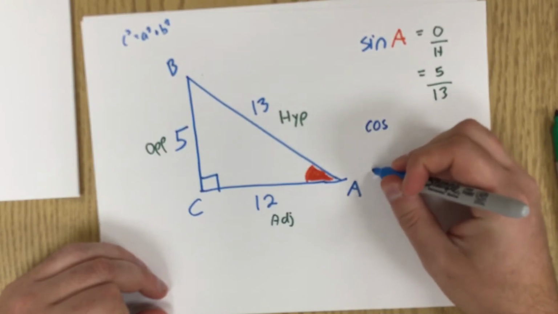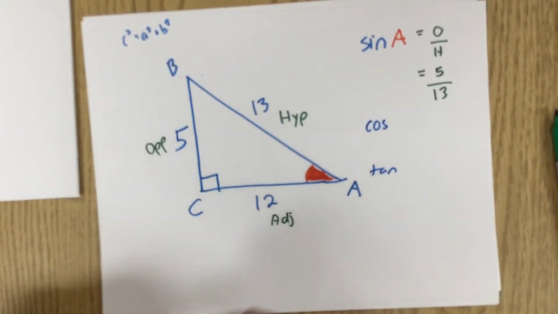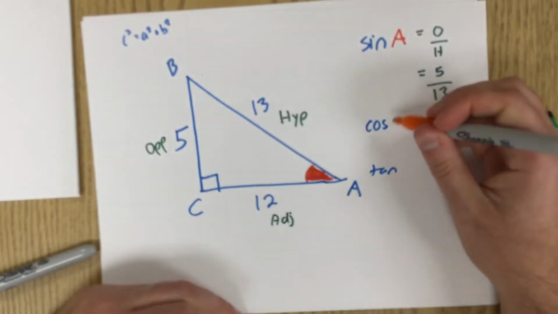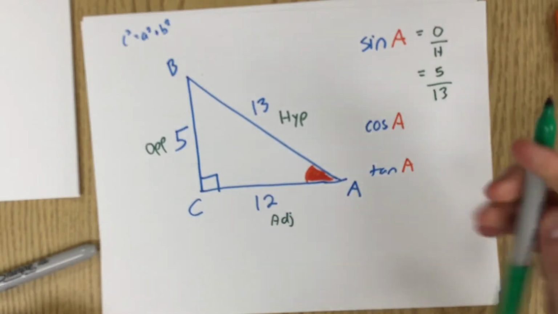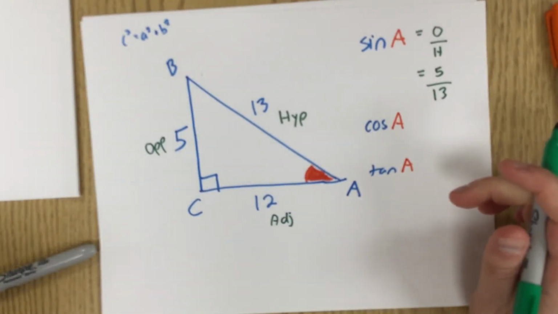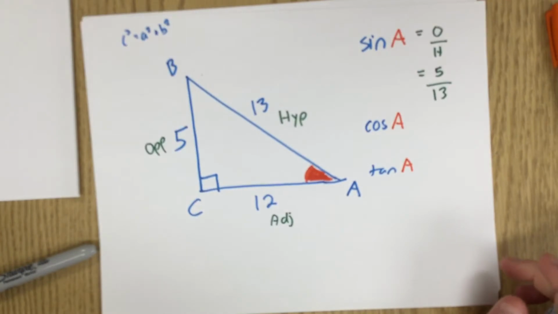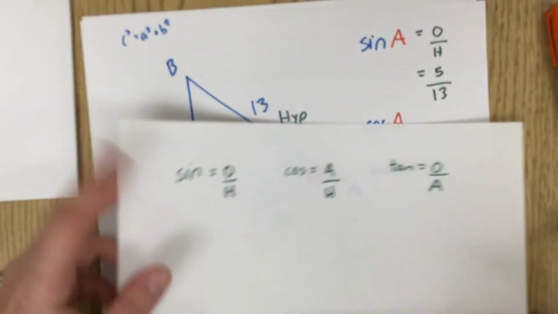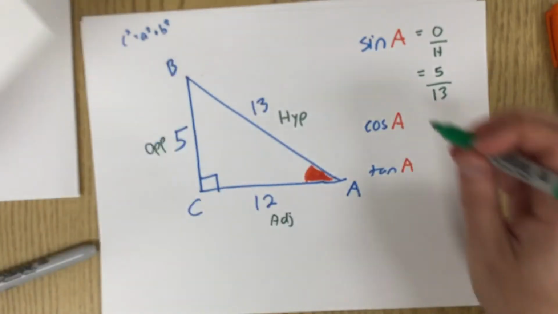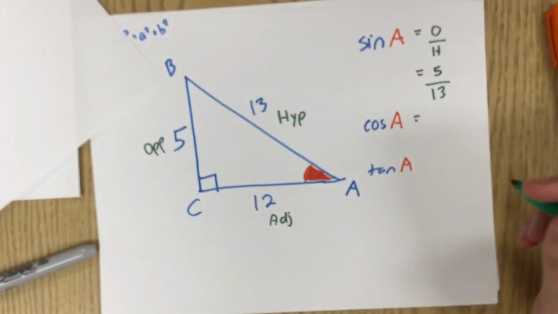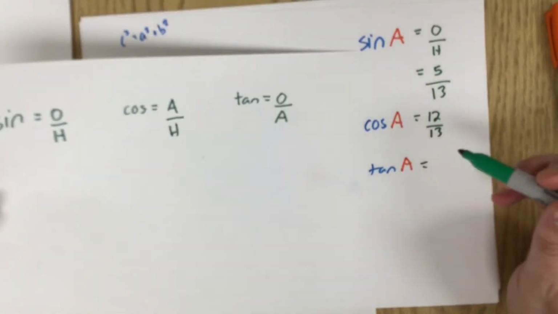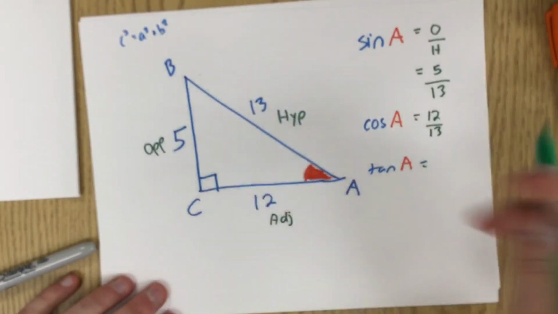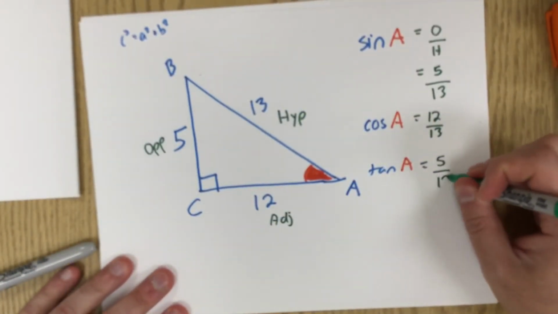Similarly, I want cos of A and tan of A. Cosine of A is adjacent over hypotenuse. Let's go back to our summary here. Cosine is adjacent over hypotenuse. So adjacent is 12, hypotenuse is 13, so the cosine of A is 12 over 13. Tangent is opposite over adjacent, so it's going to be 5 over 12.